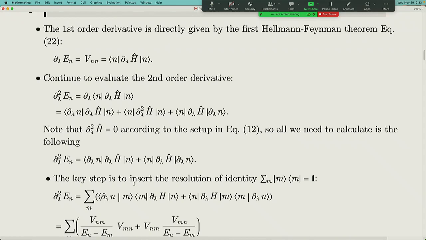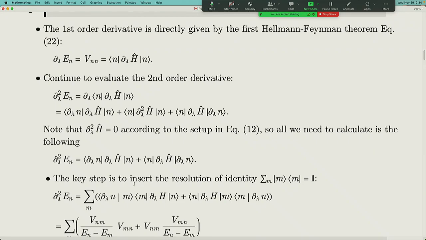But you can notice that the middle term just vanishes, because the Hamiltonian, as we initially set up the problem, was supposed to be a linear function of lambda at the operator level. So there's no second order derivative of this Hamiltonian operator with respect to lambda, and the second term simply vanishes. So we only need to deal with this term and that term. We just want to compute them.